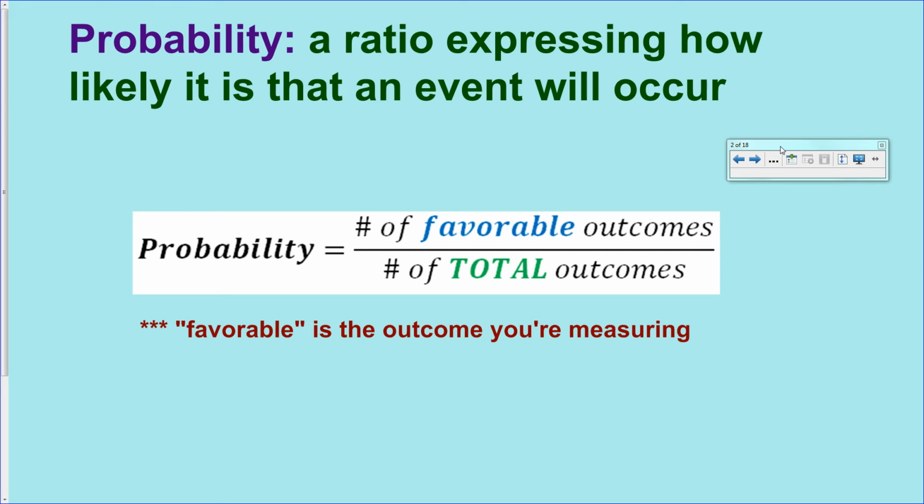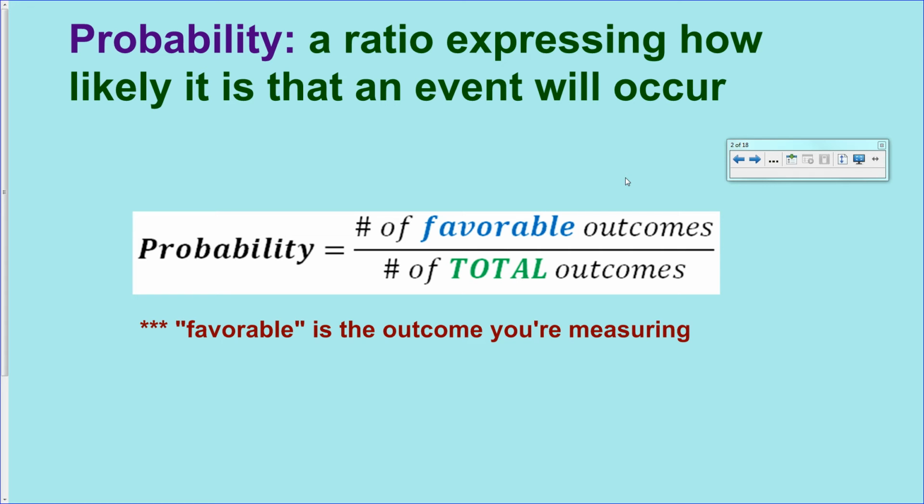The other thing that I'll mention about this definition is that it has a very misleading word in it, and that is the favorable outcomes. In this definition, favorable does not mean that it is likely to happen. It could have a very, very small chance of happening. What favorable means is that you're measuring it. So it's the outcome that you are interested in.